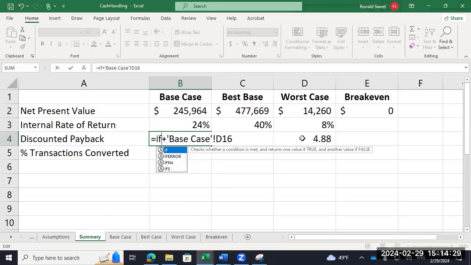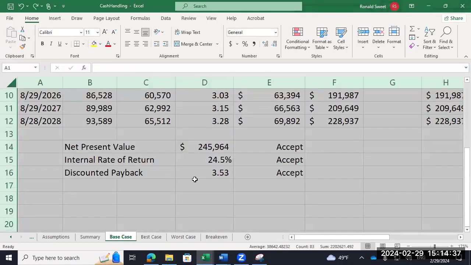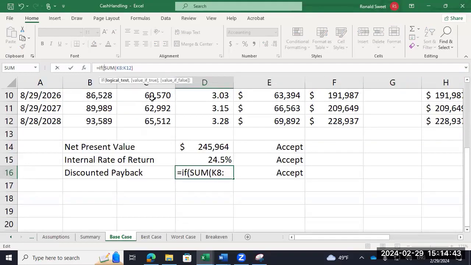well, I'll tell you what we'll do. We won't do it here. Let me show you where I'm going to put it. I'm going to go back to base case here. I have a problem. So I'm going to do it here. I'm going to say if I'm on the base case, if the net present value is less than 0, put not applicable, comma, sum all of that.